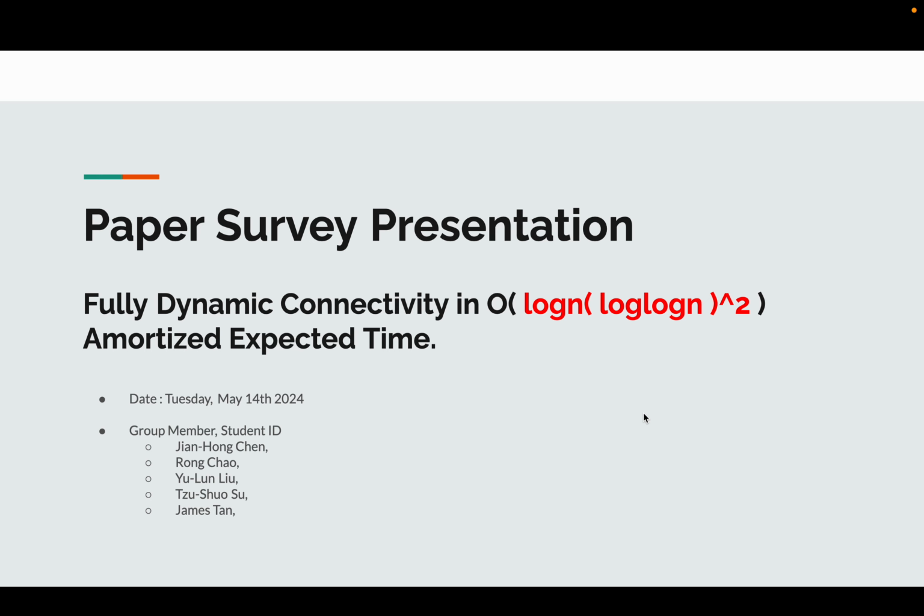In this presentation, we'll explore the research paper titled Fully Dynamic Connectivity in O(log² n) Amortized Expected Time by Shen and Huang. This paper presents a novel data structure for maintaining dynamic connectivity in graphs with near optimum amortized expected time complexity.